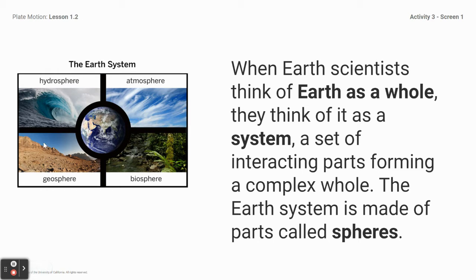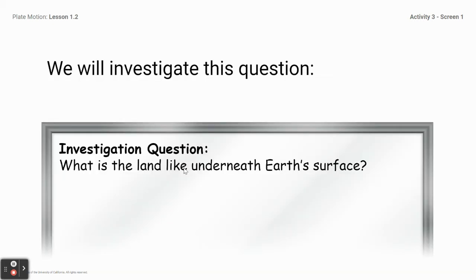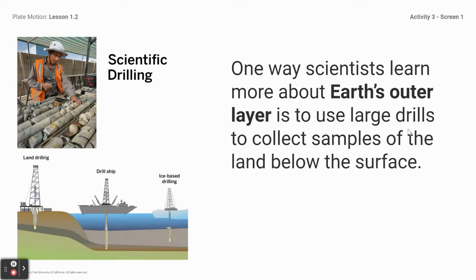The geosphere is all of the solid rock that exists. That includes sand, rocks, volcanic eruption materials, and sediments. Fossils could be included there as well. And then we have our biosphere, which are all the living things on Earth. So we are going to be investigating what the land is like underneath Earth's surface.